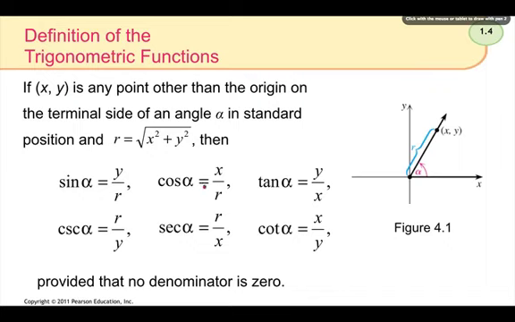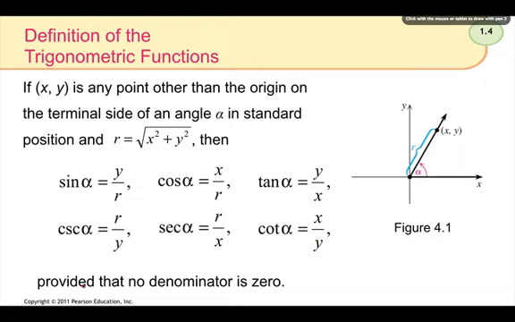Cosine of alpha is equal to the x value of the point over the r. Tangent is the y value of the point over the x value. And notice there's a relationship between sine of alpha and cosecant of alpha, namely it's just the reciprocal of this ratio. So cosecant of alpha is the r over the y. The secant of alpha, again notice the reciprocal, is the radius or the r over the x value. And the cotangent of alpha is the x value over the y value, and again reciprocal.